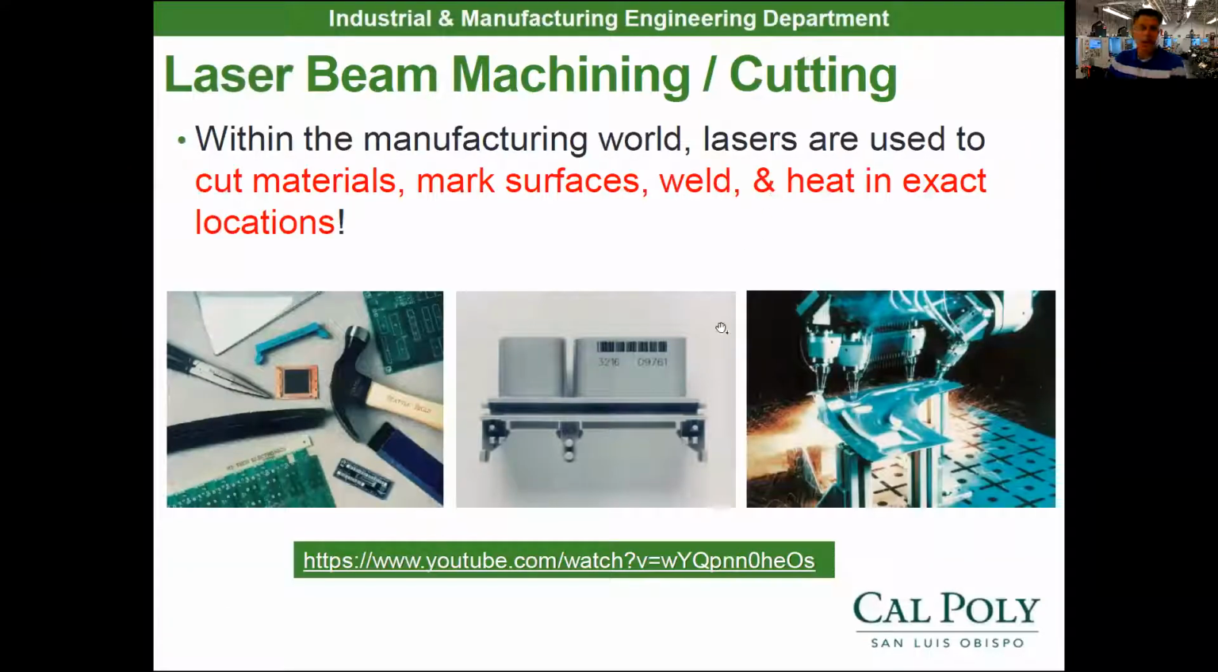So that leads us to what lasers do in machining and manufacturing. Within the manufacturing world, lasers are used to cut material, mark surfaces, weld, or heat in exact locations. What we're going to use it for is to cut and to mark surfaces. We're going to do some laser engraving and some laser cutting on our Geneva wheel in lab.